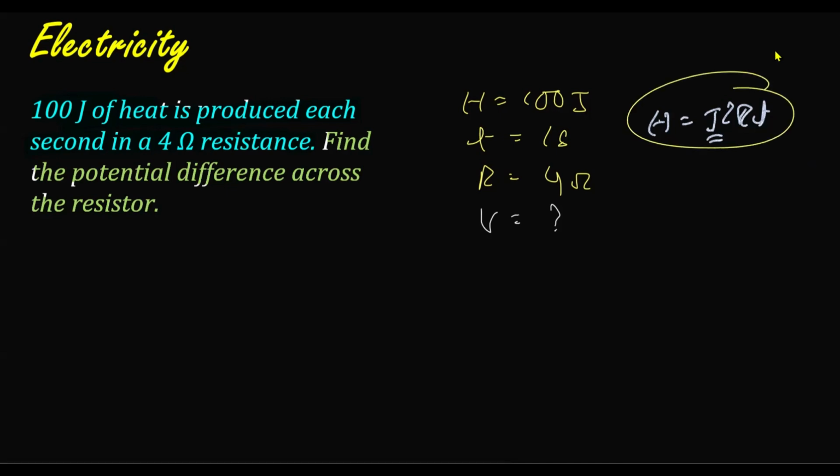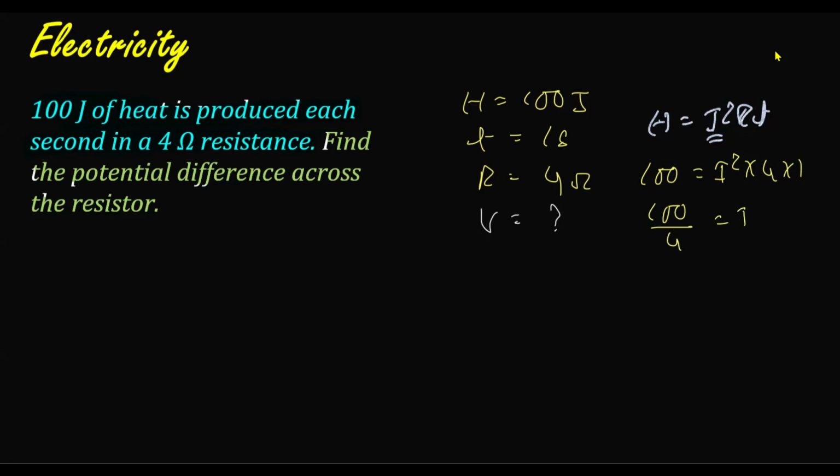I'll apply Joule's law of heating relation, replacing H with 100. I is what we are looking for, R is mentioned as 4 ohm, and the time is 1. By cross multiplication, 100 over 4 is equal to I square. I square comes out to be 25, so we get I, the current, as 5 ampere.